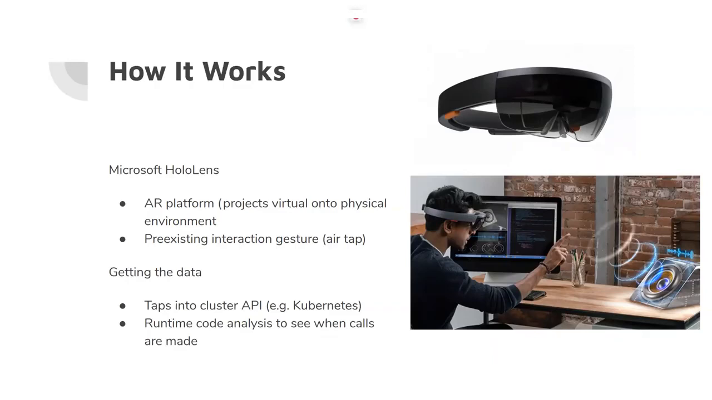So to actually tap into this, the idea is it will connect to the API of whatever cluster you're running your microservices on. So if you have Kubernetes, you can tap into its API to get information about what nodes you have and what microservices are currently running on them. And then your microservices will have some runtime code analysis added on them to see when calls are being made between them.